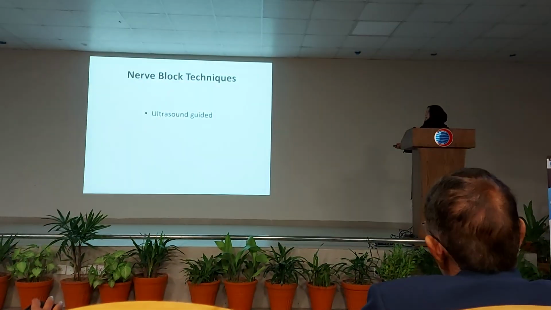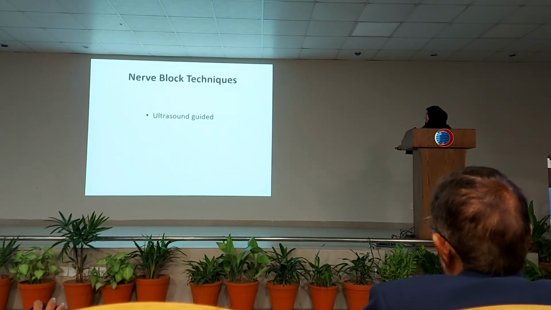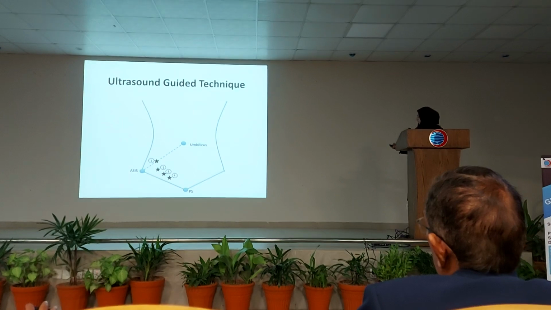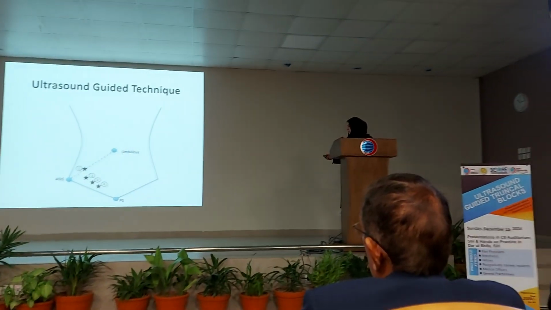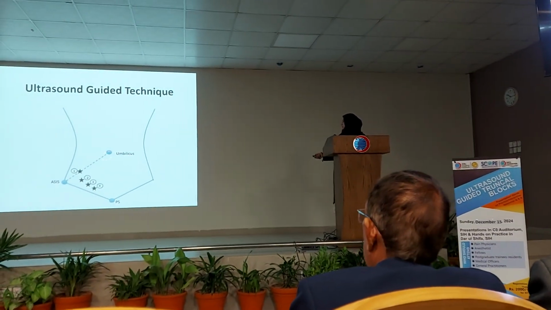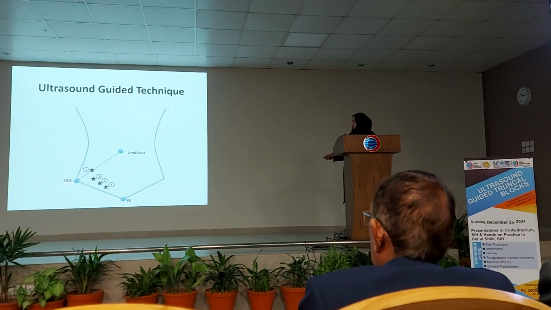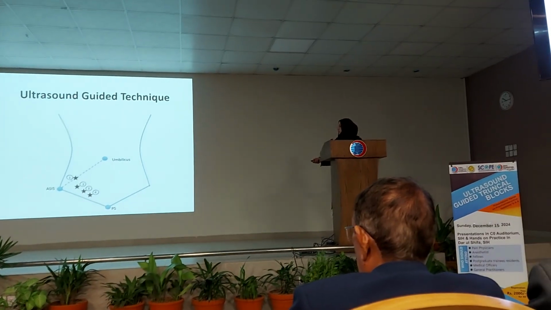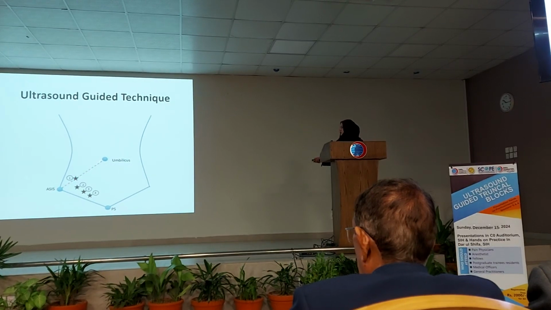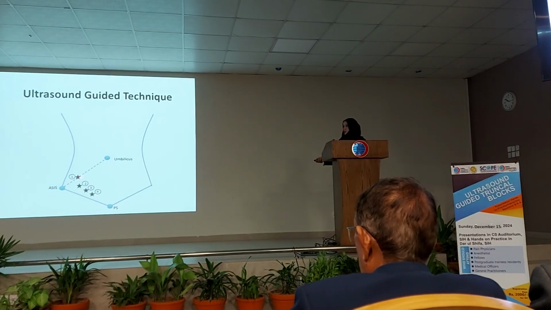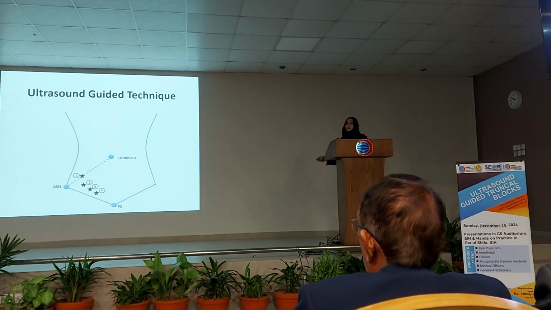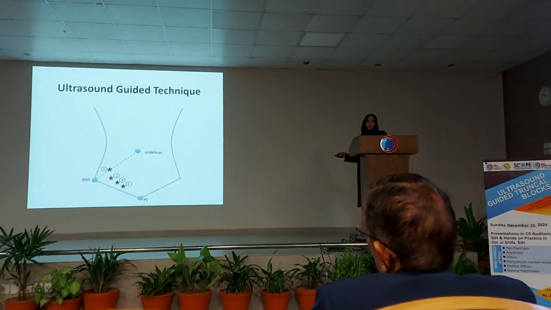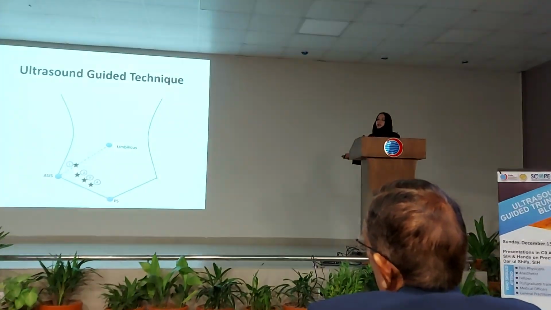Now about the ultrasound guided technique of these two nerves. This is a diagram where you can see the umbilicus and the anterior superior iliac spine, that is over the iliac crest. There is an imaginary line drawn between these two, and you have to place your probe over here. This landmark is also used for the landmark technique as well, but as I am telling you about the ultrasound guided technique, I will go through that.